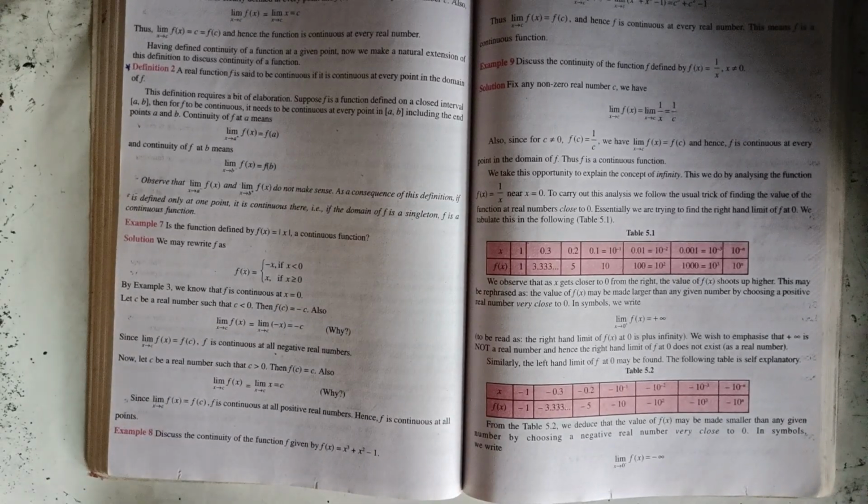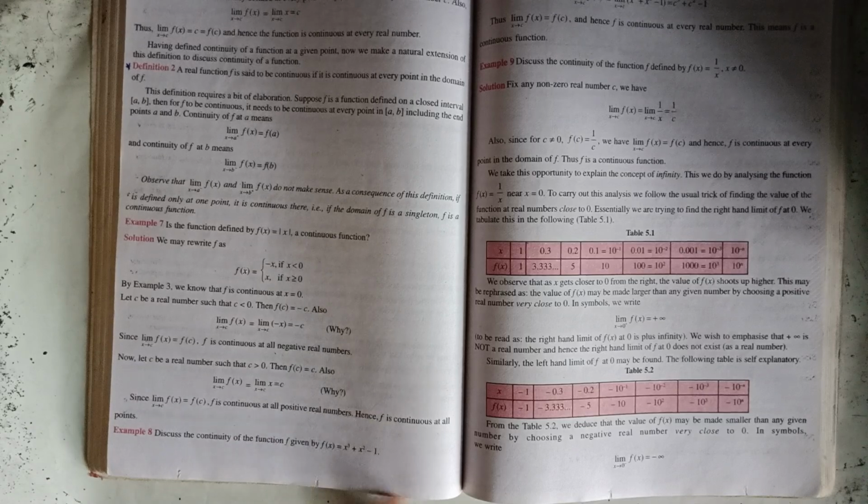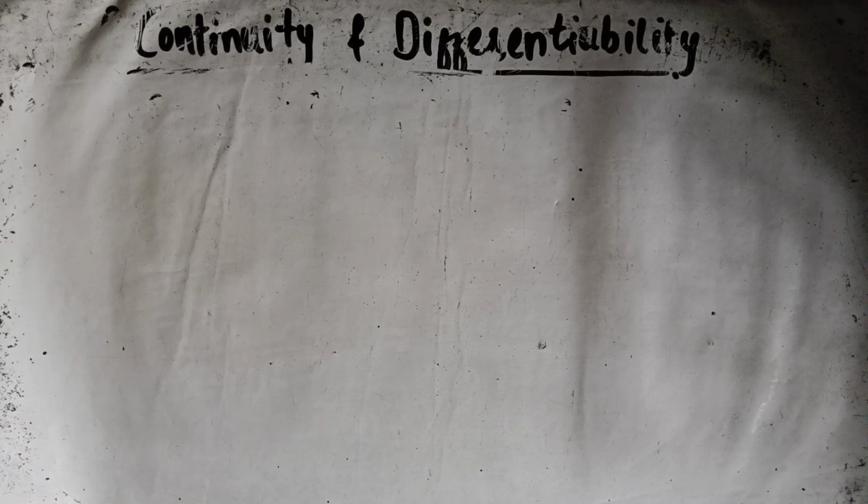Okay. Then this is also there. This is also continuous. Okay, let's see further concepts. Every polynomial function is continuous. Okay.